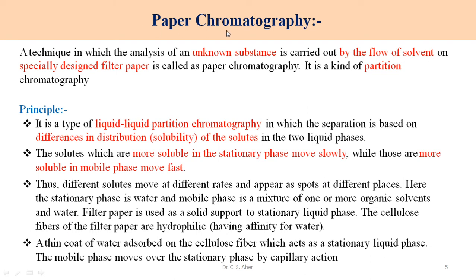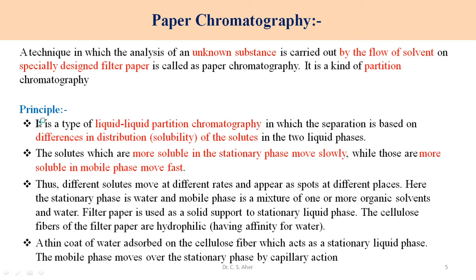So first is paper chromatography. In this technique, an unknown substance is analyzed, and it is carried out by the flow of solvent on a specially designed filter paper. So that paper is specially designed for this chromatography. It is called paper chromatography. It is a kind of partition chromatography.